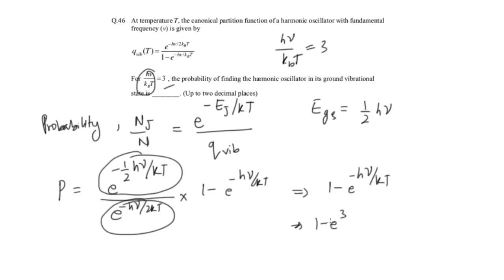Now use your calculator, sorry, it should be minus 3, right? So it should be minus 3. Now just use your scientific calculator to get the value of e to the power minus 3 and subtract it from 1. So you are going to get 0.95. So this is what the answer is. So the probability for this particular question will be 0.95.